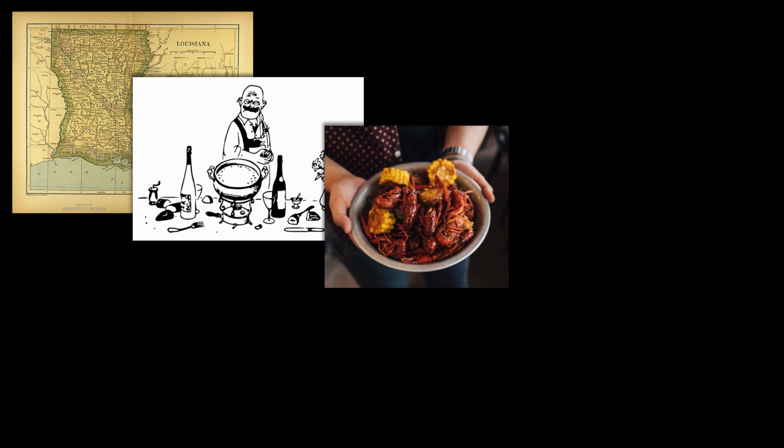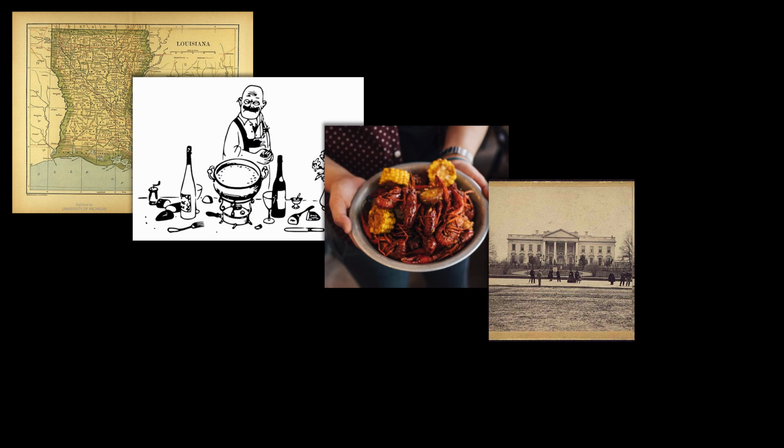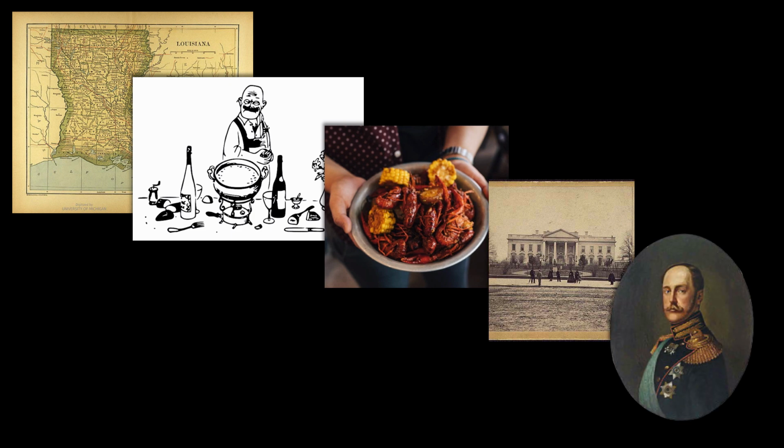So back in the 1800s in Louisiana, there was a man, a chef, whose name was Jacques. He was Cajun and a master of the local Cajun cuisine. In fact, he became so famous for his cooking that he was invited to Washington, D.C. to cook the state dinner for the visit of the Tsar of Russia.